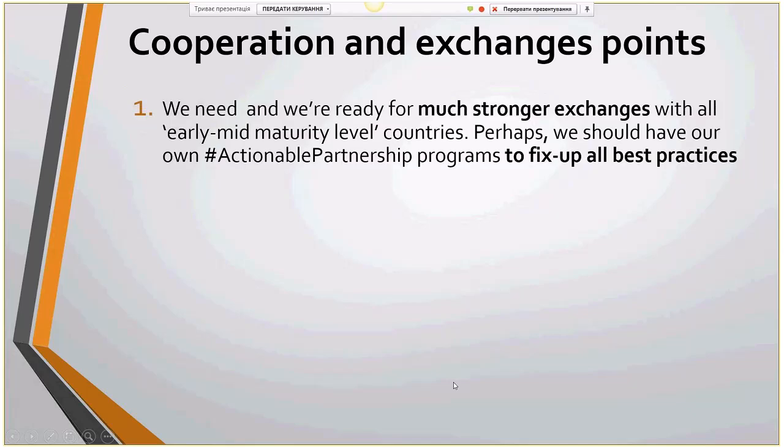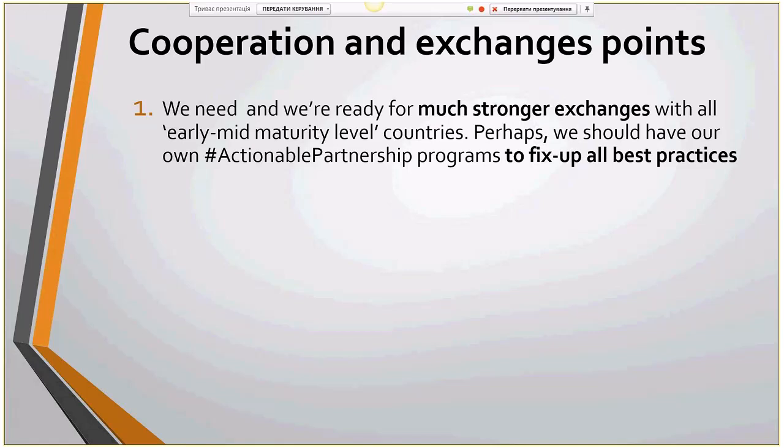And finally, on my slide about cooperation exchange points. I believe, based on last year's experience, that we are ready to have a much stronger exchange with, let's say, our neighbors and maybe others, what we call early mid-maturity level countries, because we cannot copy-paste best practice from, let's say, Austria or Germany or France. It will not work in our country because the country is quite different. But the first criterion of difference we find is a different level of maturity.